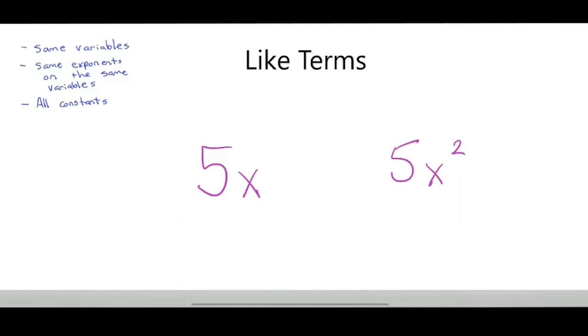How about this? If I have 5x and 5x squared, are these like terms? Well, check to see if they have the same variables. Well, they both have x, and that's the only variable each of them has. Now I need to check to see if they have the same exponents on the same variables. Well, I see I have an exponent here, but there's no exponent over here. So I would say that these are unlike terms.